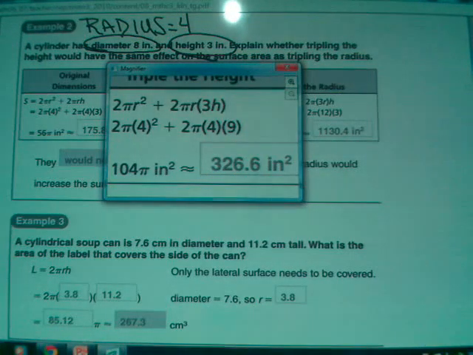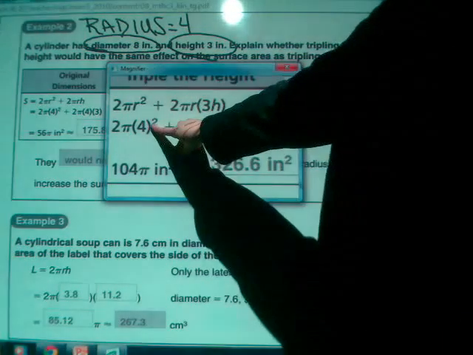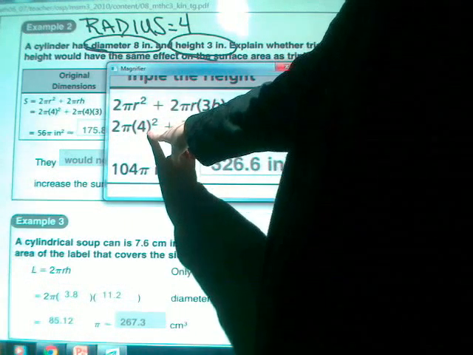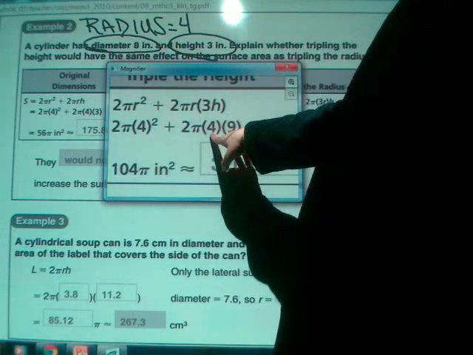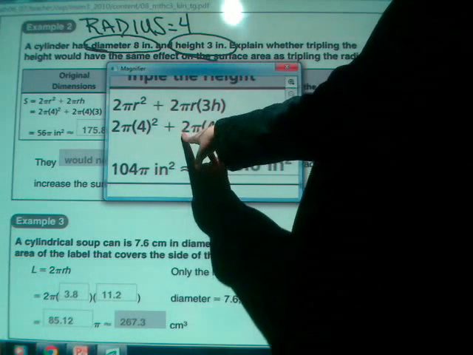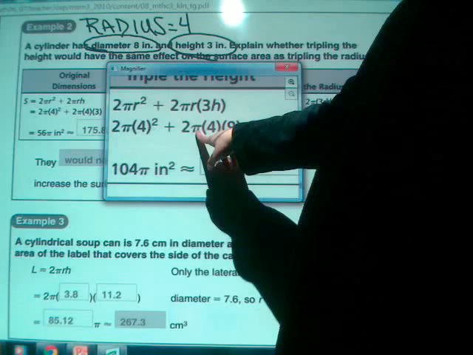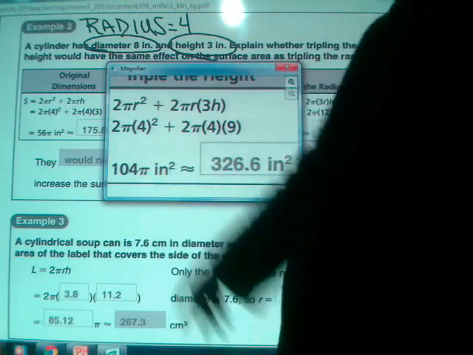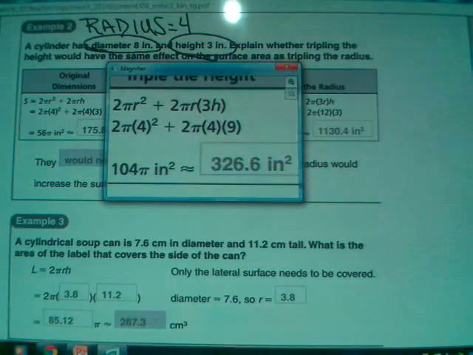So we're solving that out. 4 squared first, which is 16, times the 2, which is 32. This is 32 pi. Over here, 9 and 4 is 36, times 2 is 72. That's 72 pies. If we add those pies together, we get 104 pi, or 104 times 3.14, which is 326.6.